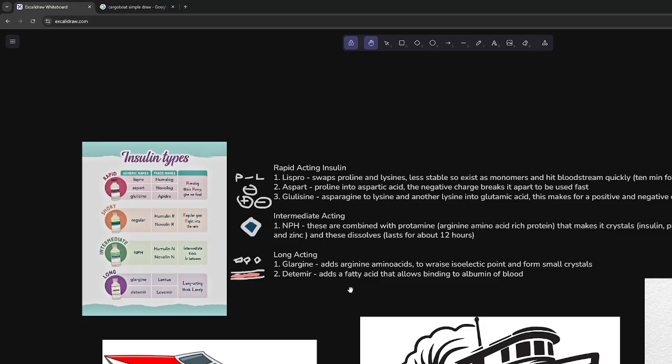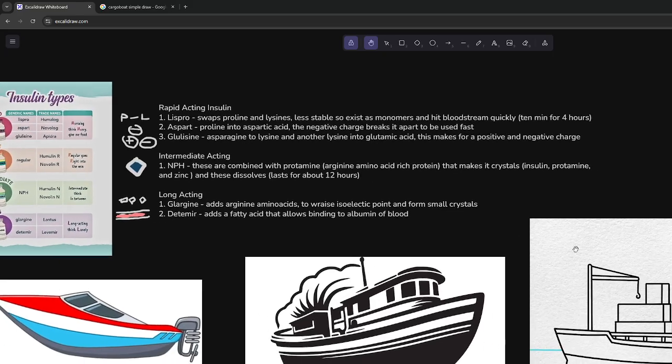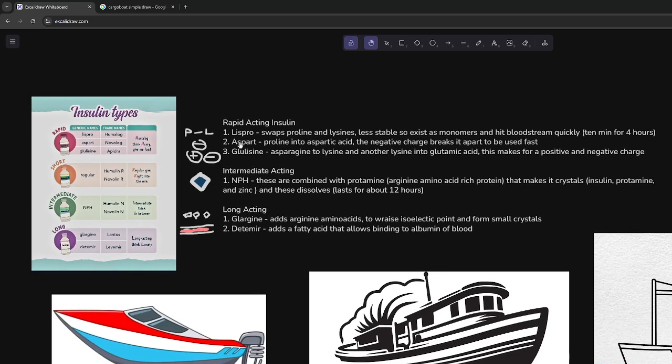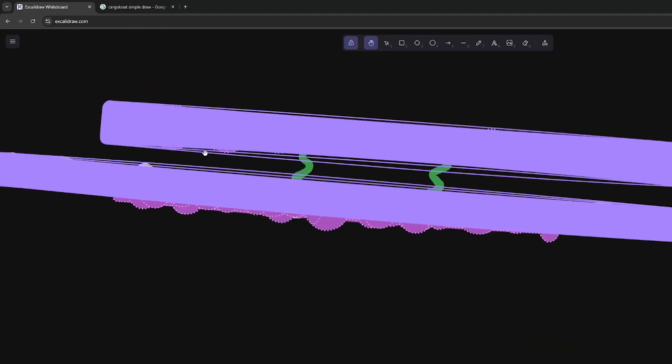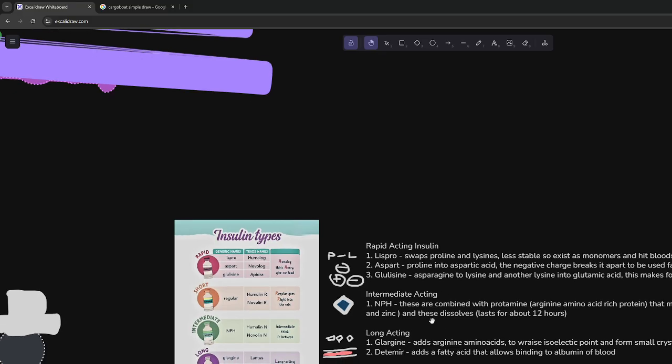And then there's detemir, and so these are more of the shipping, right? Because these last about 20 or 24 hours. Intermediate is about 12 hours, and then rapid lasts about 4 hours. So the speed is based on how a few changes make this product, insulin, different. This is a few swaps usually. This is adding a few things.